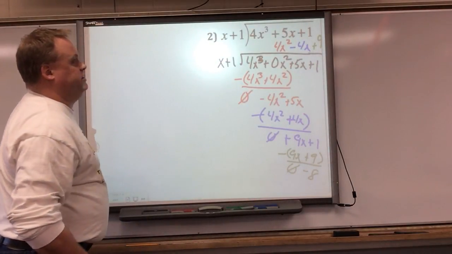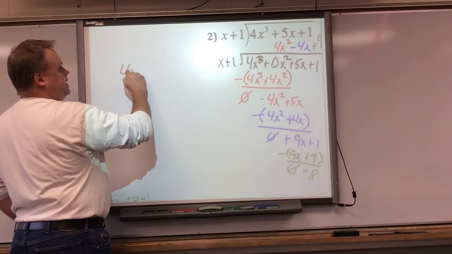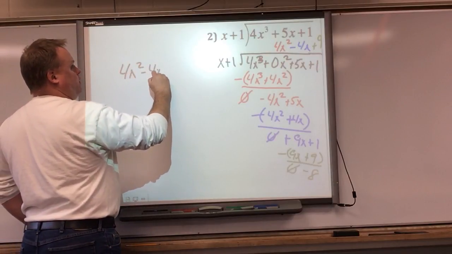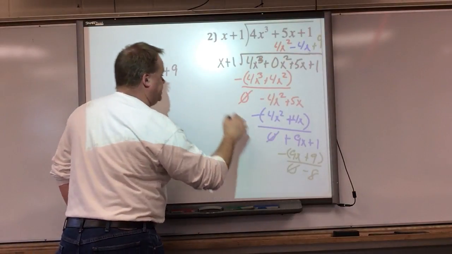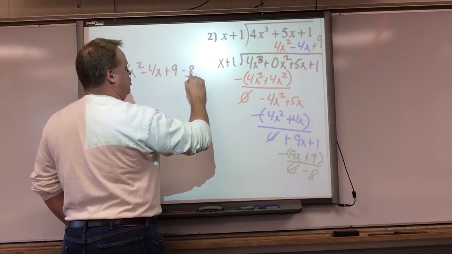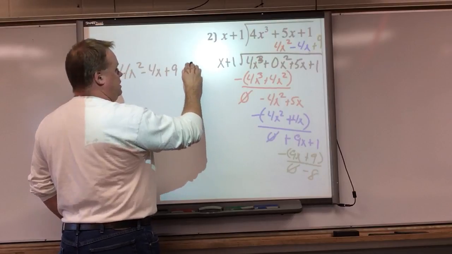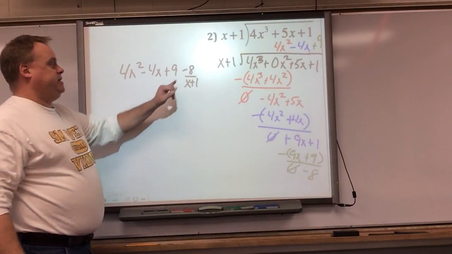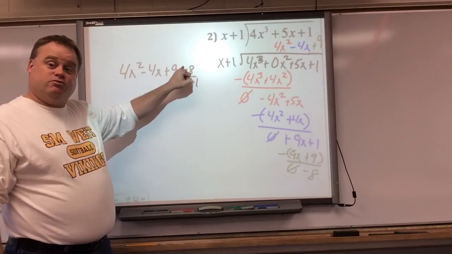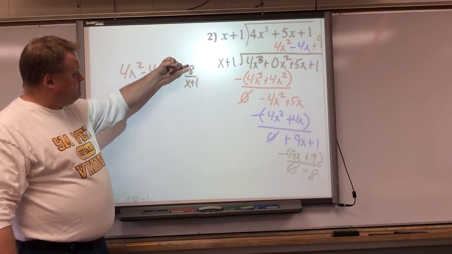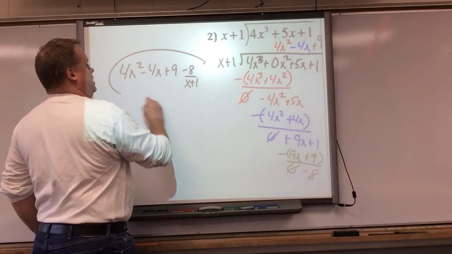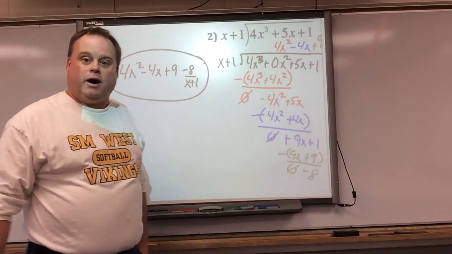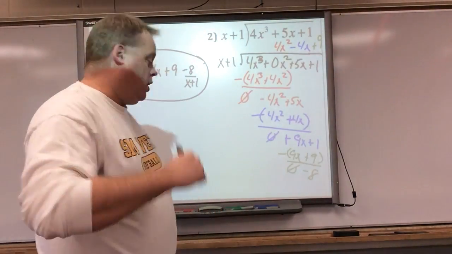So my answer is 4x squared minus 4x plus 9, minus 8 over x plus 1, because that is my remainder. It's really a negative 8, but that is my remainder, and it goes over my divisor. So this is my final answer. All right, I've got 2 more. Here we go.